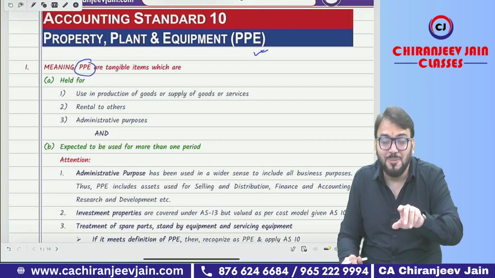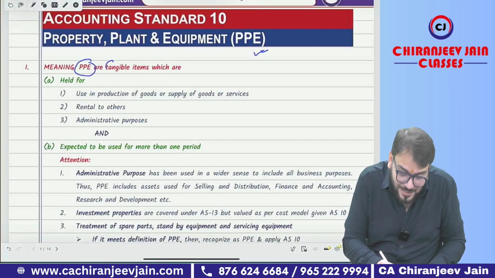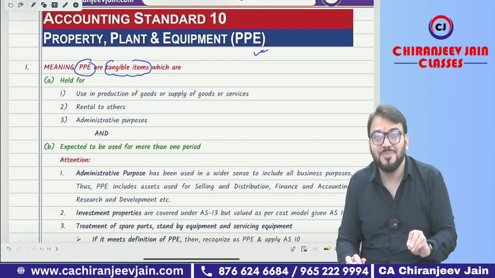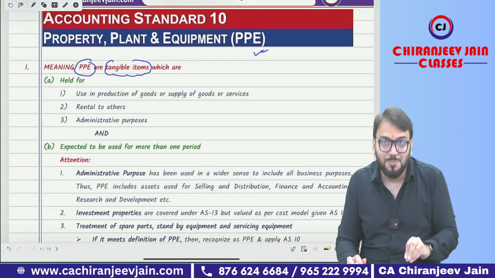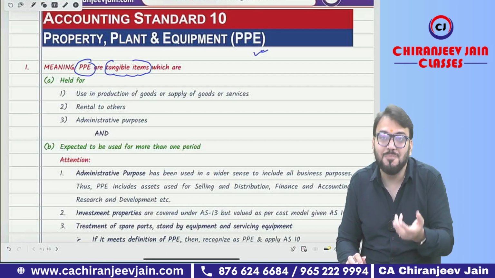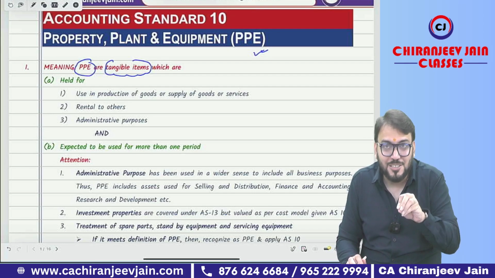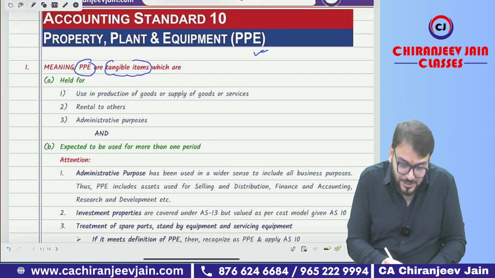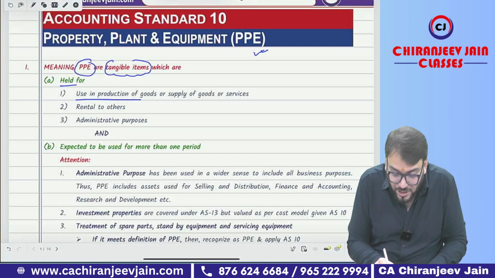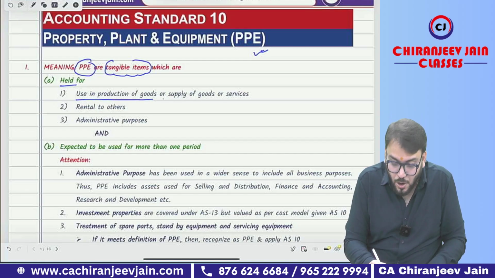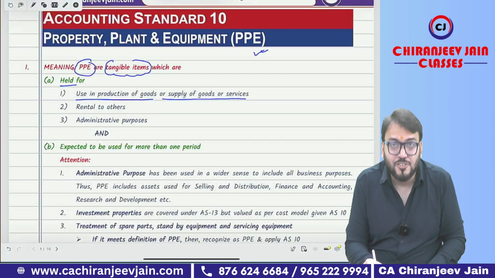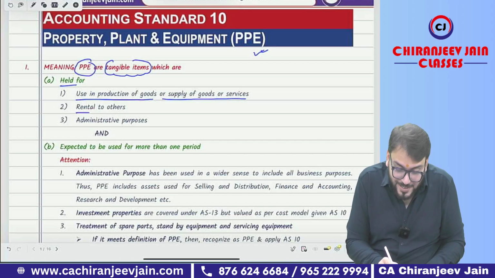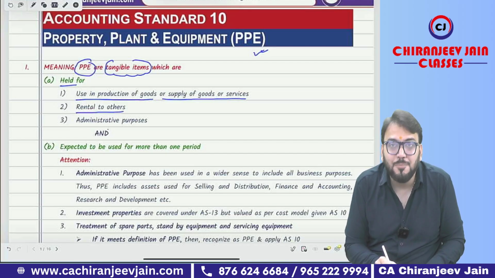The property, plant and equipment are those tangible items. One thing is clear: all tangible items are not PPE. Inventory is a tangible item but not PPE. The PPE are those tangible items which satisfy two conditions. What are those two conditions? First, which are held for use in production of goods, or for supply of goods or services, or for rental to others, or for admin purpose.